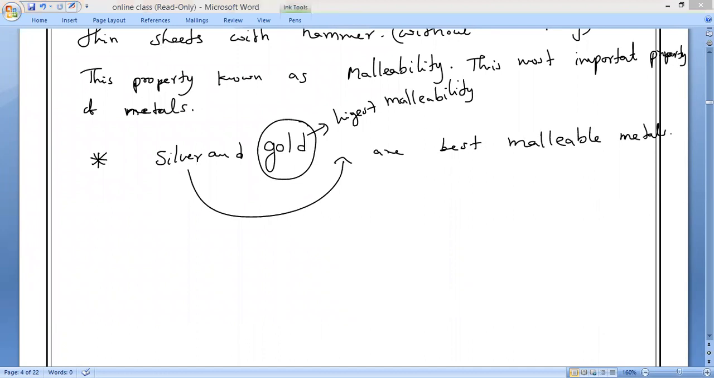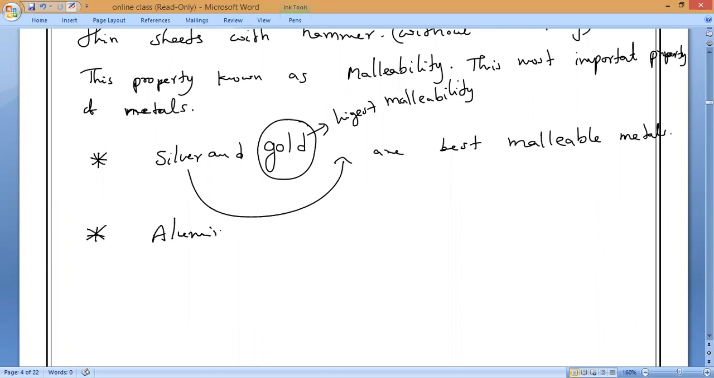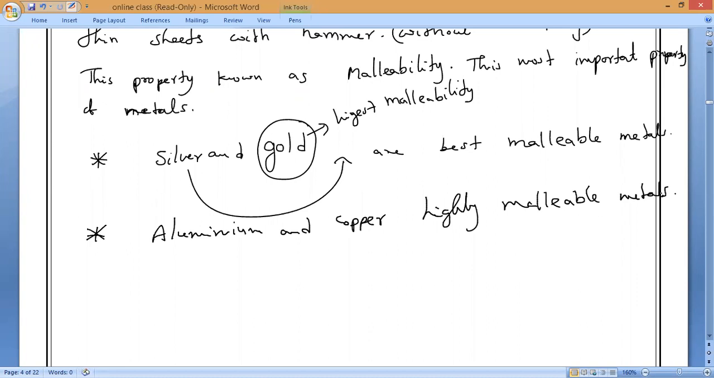Aluminium and copper are also highly malleable metals. It's not the best. Aluminium and copper are not the best malleable; they are highly malleable. Understand, ready? What is the difference in meaning? So best means gold and silver. Highly malleable means aluminium and copper. Understand?